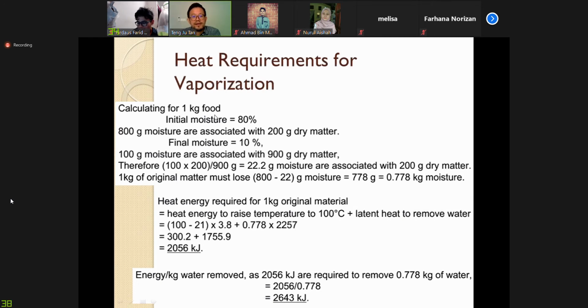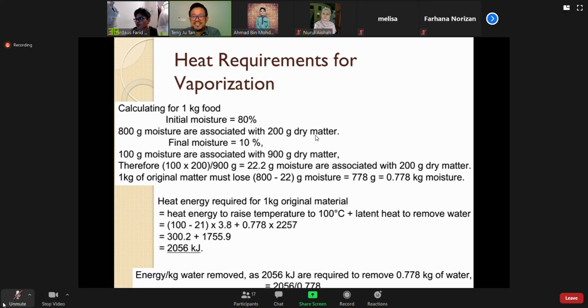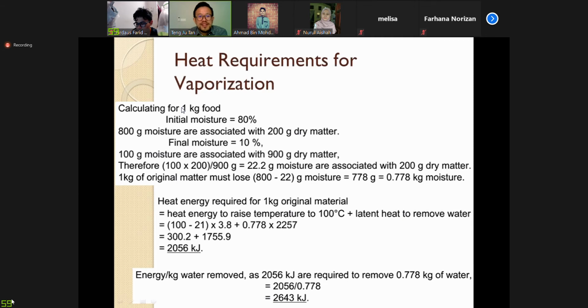will the dry matter change? After you dry it, will the dry matter change? No. Yes, that's right. During drying, as I said in the previous slide, you are only removing the water molecules, the water content. So the dry matter still remains the same in 1 kg.